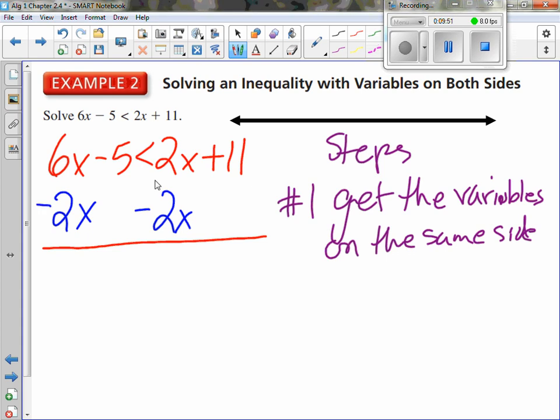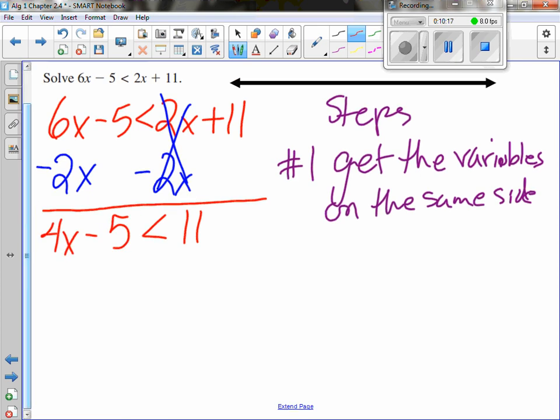Because it's positive, we're going to subtract, because 2x minus 2x is 0. So they cancel out. So on this side here, we just have 11. I'm going to probably have to move that over. Now 6x minus 2x, 6 minus 2 is? And we have 4x minus 5. So our first main step is to get all the variables on the same side. Do we have that?